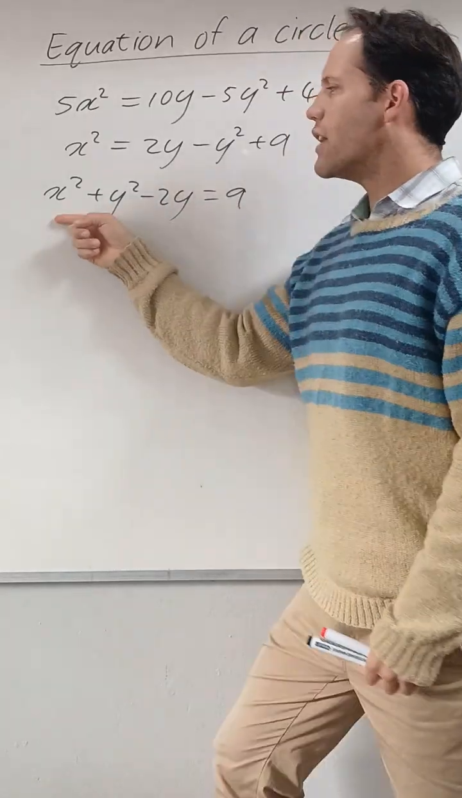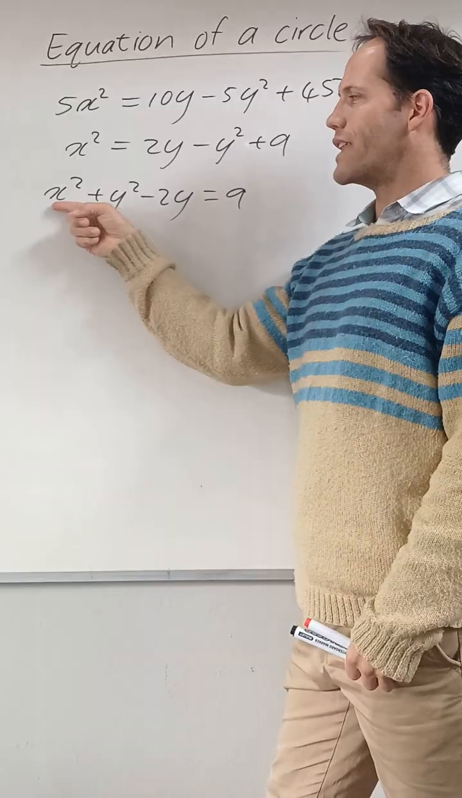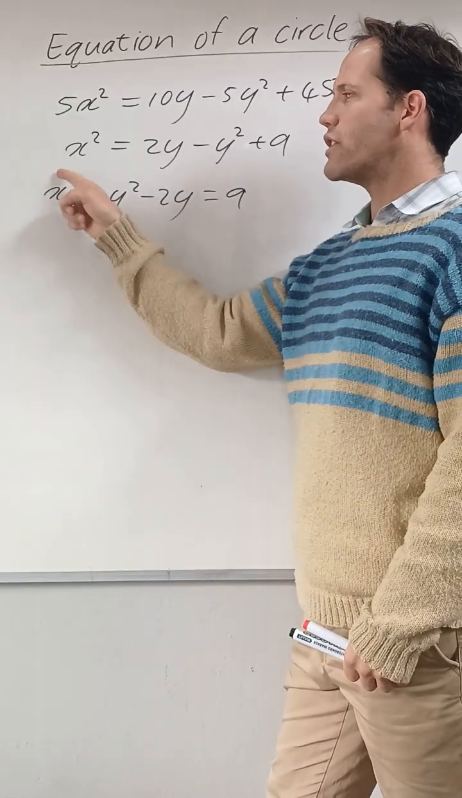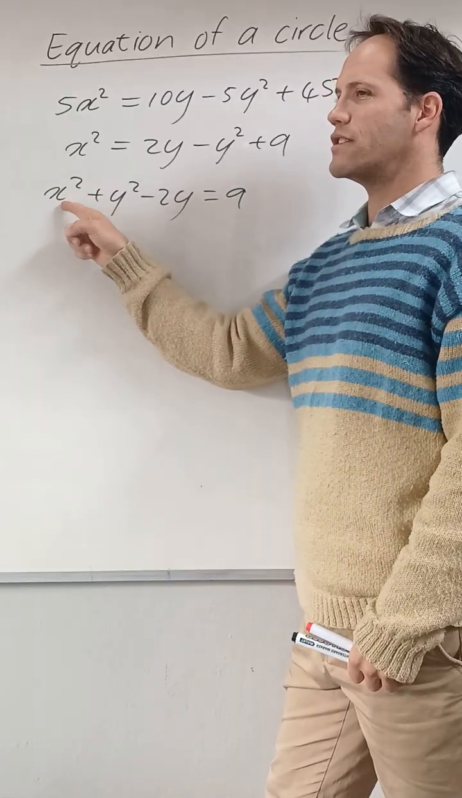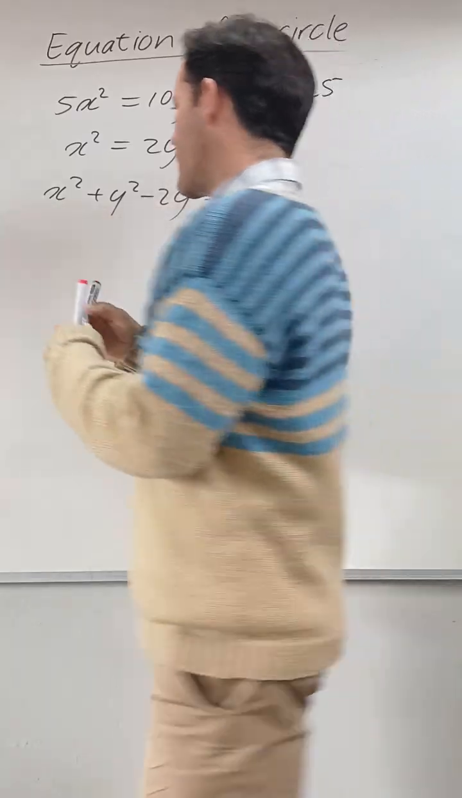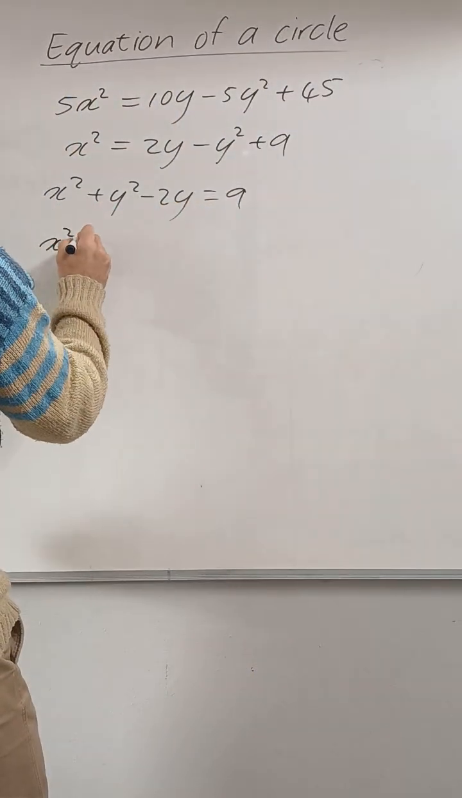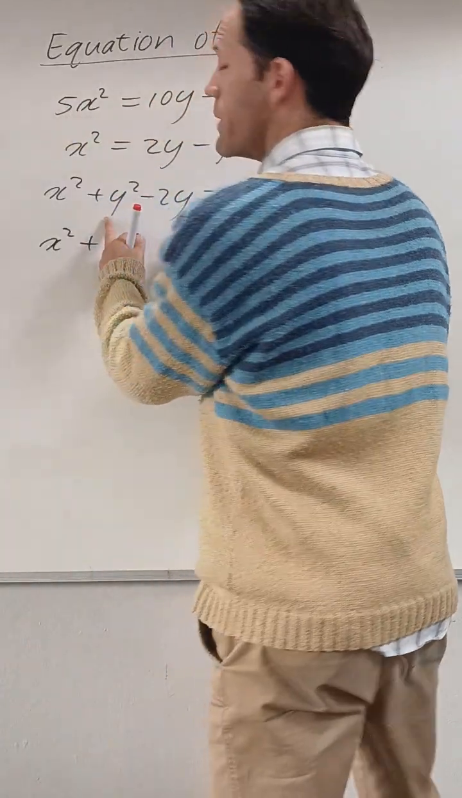Now if there's no x term, you don't need to complete the square. That means if it's just x squared, the center for this one would be 0. So you leave this one as x squared. But then for this part, we've got to complete the square.